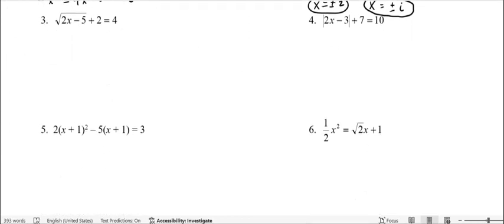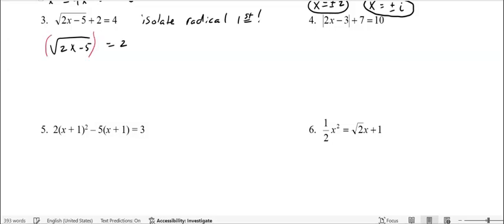This is a radical equation, so we have to isolate the radical first. So that means I'm going to subtract 2 from both sides first. And then I'm going to get rid of the radical by raising, since it's a square root, both sides to the second power. That gives me 2x minus 5 equals 4. 2x equals 9. x equals 9 halves.